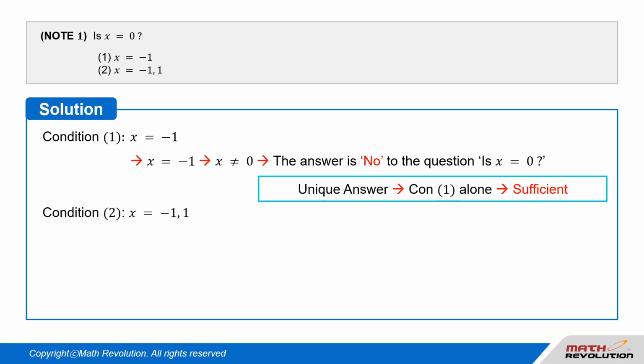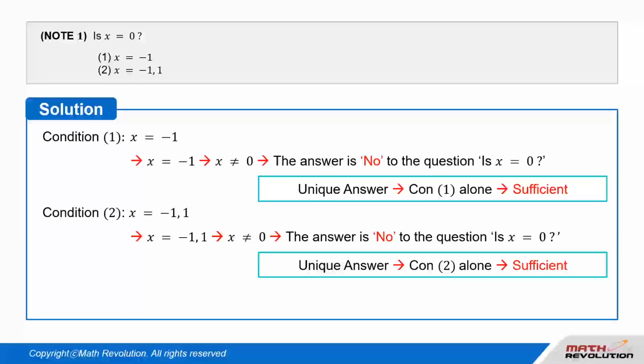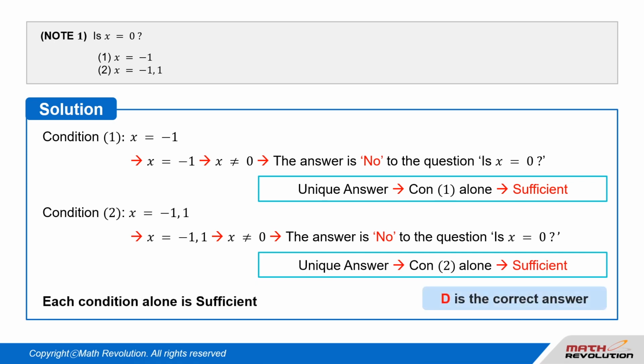Condition 2 tells us that x is equal to negative 1 and 1. This means x is not equal to 0 in each case, so our answer to is x equal to 0 is no. This condition is sufficient as it gives a unique answer, no. Each condition alone is sufficient. So, D is the correct answer. Answer? D.